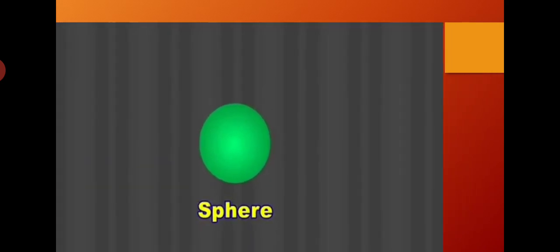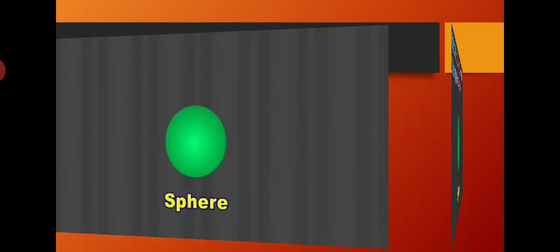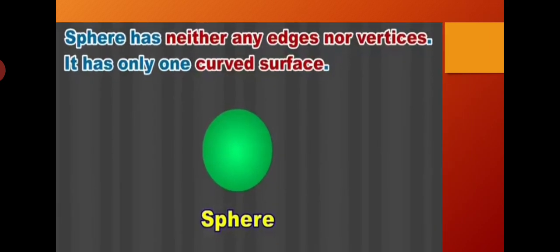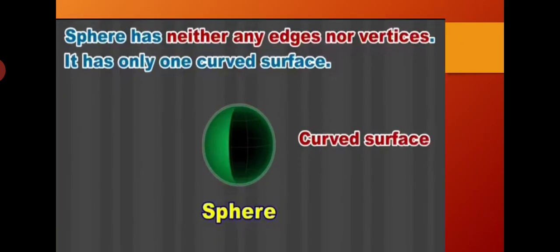Next, sphere. You can see the solid shape, that is sphere. Now a sphere has neither any edges nor vertices. It has only 1 curved surface. A sphere has only one surface, 1 curved surface. It neither has any edges nor any vertices. You can check here, 1 curved surface. No vertices you can see and no edges you can see.